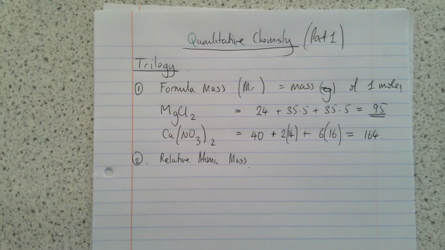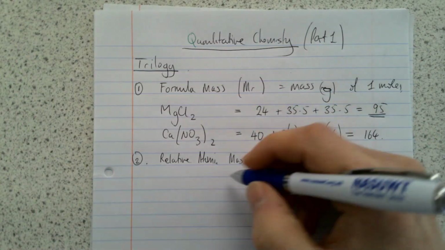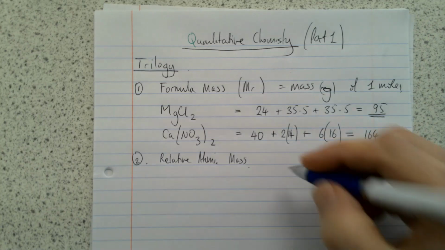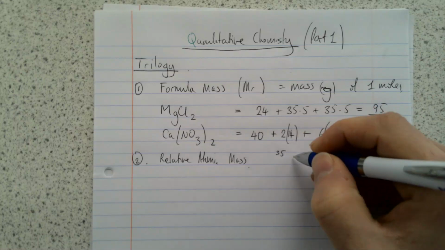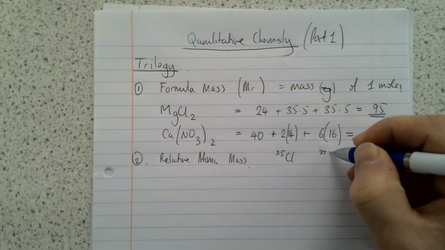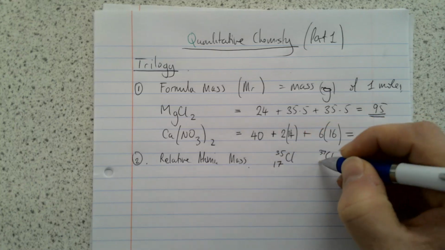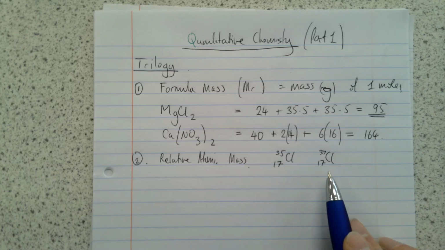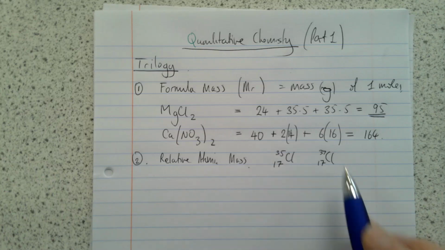For the calculation of relative atomic mass, you might remember that isotopes are 2 versions of an element with different numbers of neutrons but the same number of protons, and so they will have different mass numbers. So in the question we're about to do, it's talking about chlorine 35 and chlorine 37. They've both got 17 protons, but the one on the left has got 18 neutrons and the one on the right has got 20 neutrons, which is the difference between 35 and 17, or 37 and 17.